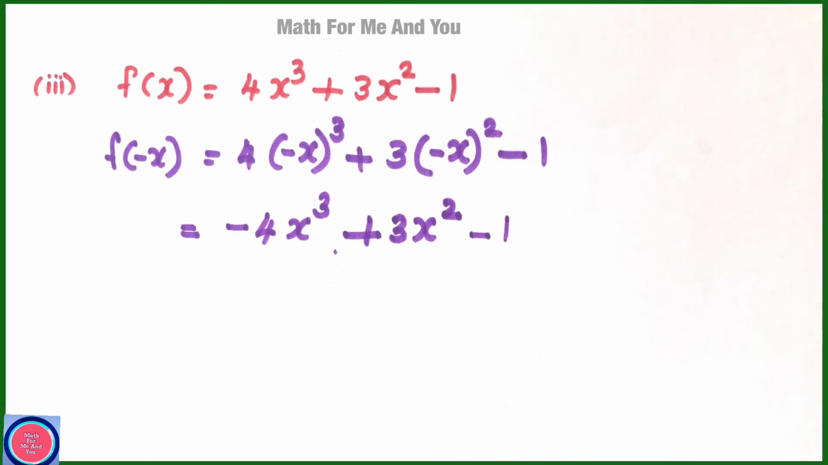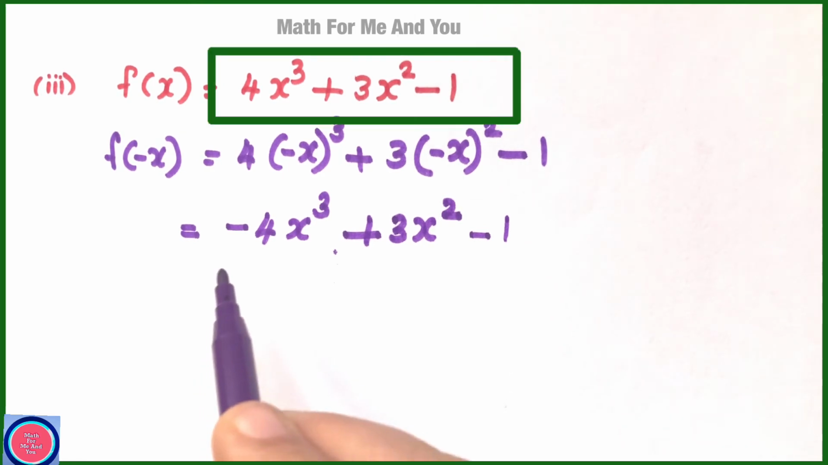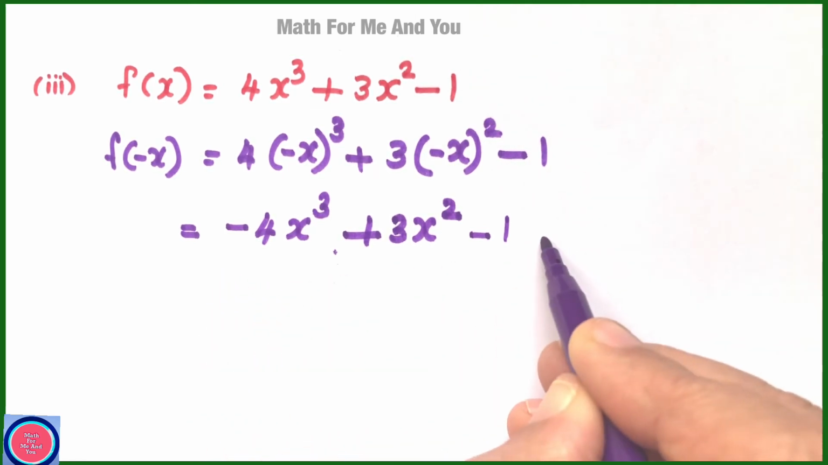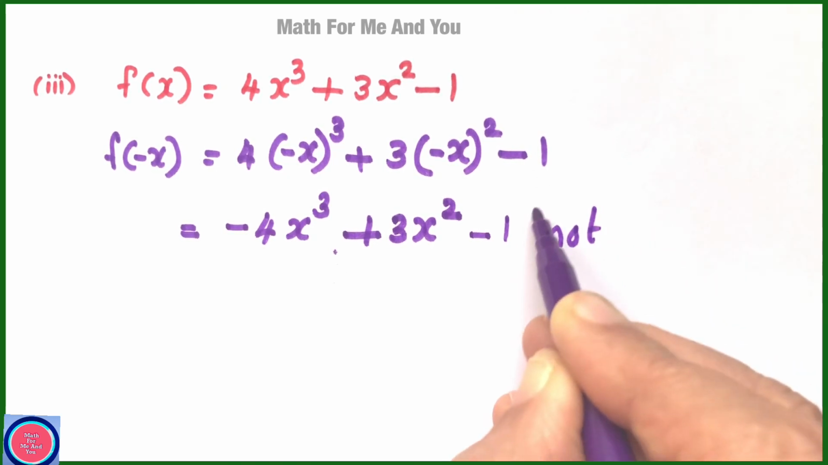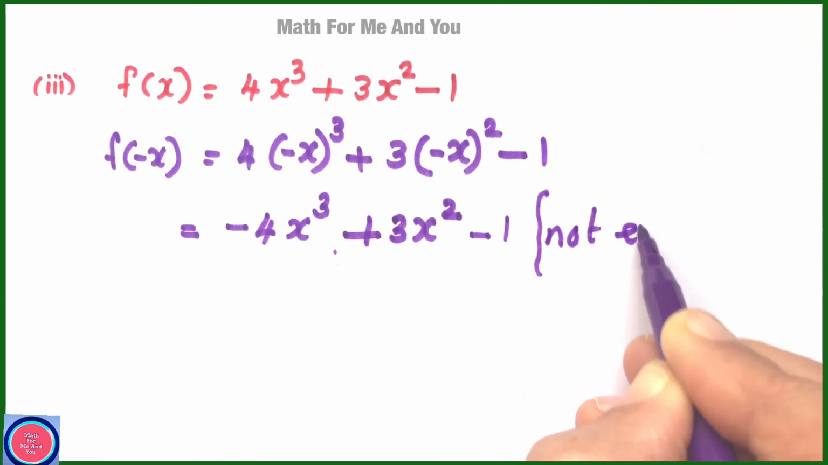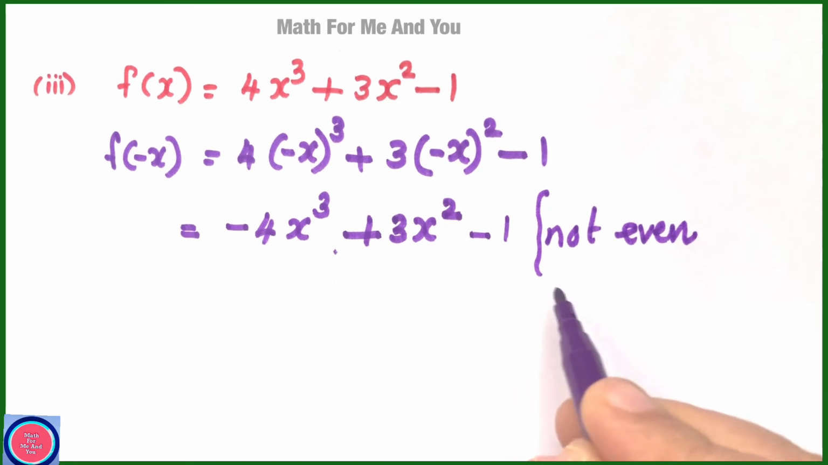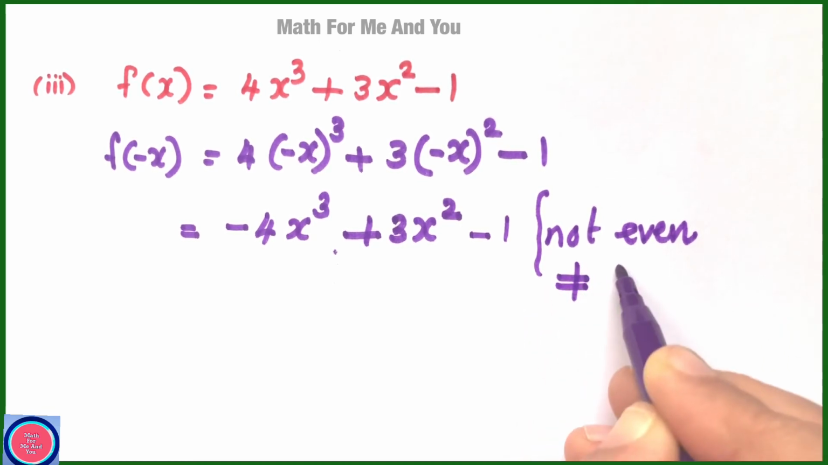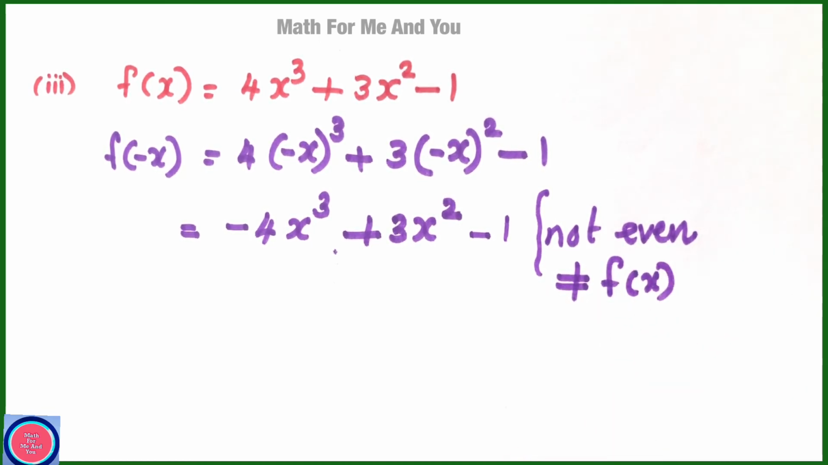Look at the result we are getting. Is it the same as f of x? No. So we write not an even function, because after replacing x with minus x, we are not getting f of x. It is not equal to f of x. Now we have to continue.